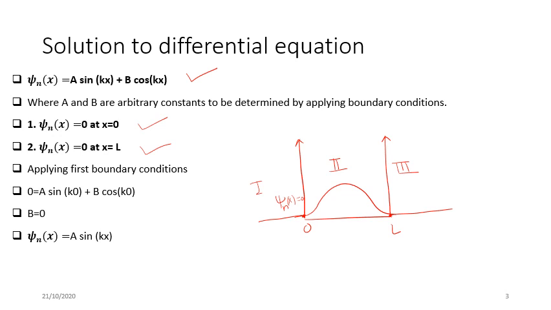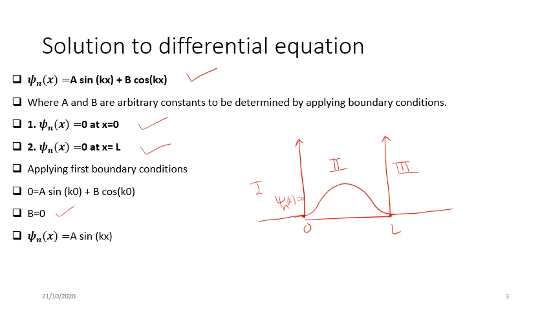So sin 0 becomes sin 0 into a, that becomes 0, plus b into cos 0. Cos 0 is 1, so b will be equal to 0. Okay, so we can substitute this value in the first general equation, and our wave function becomes psi of x is equal to a sin kx, where we have to determine this value of a.